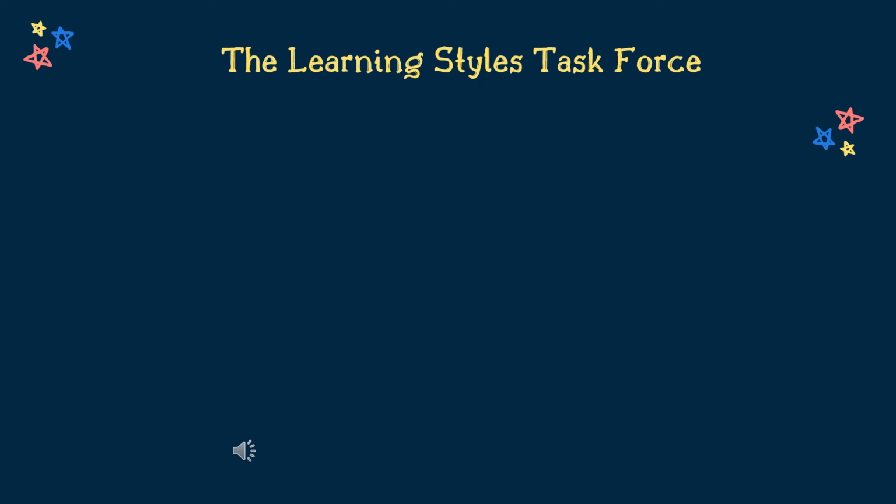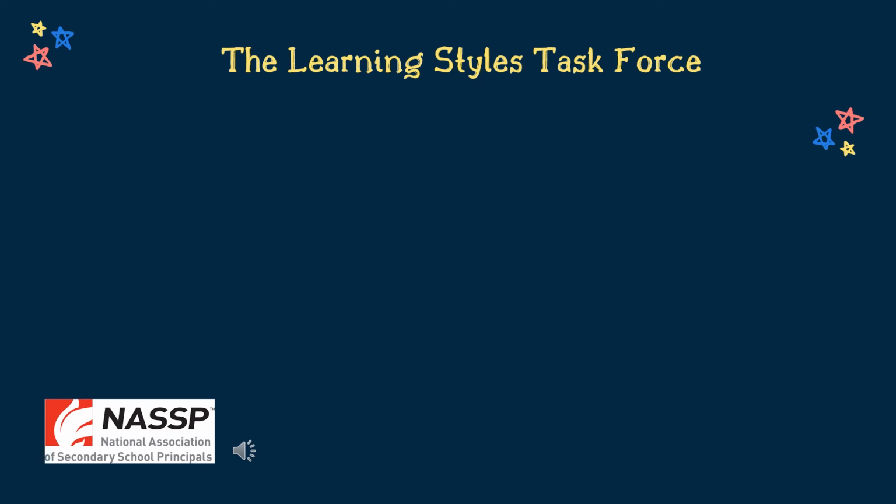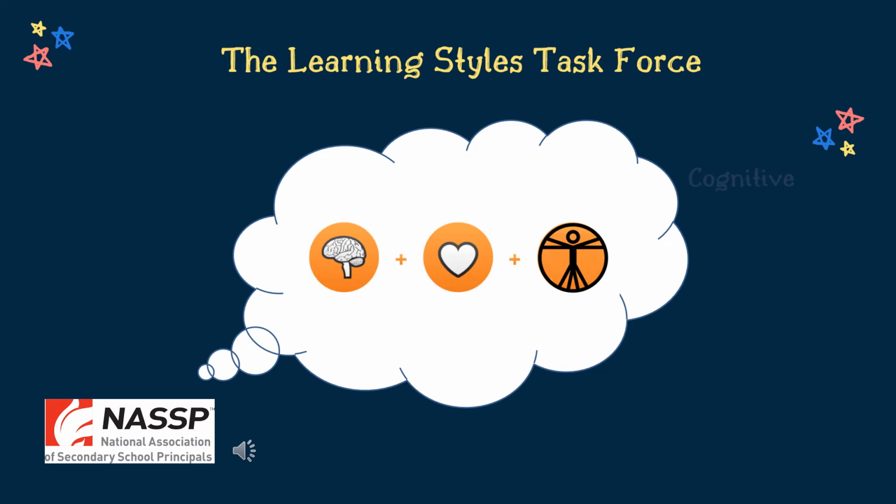Now let's talk about the Learning Styles Task Force. In the 1980s, American educationalists were still trying to find out as much as they could about learning styles to help classroom teachers to achieve the best possible results. The National Association of Secondary School Principals, or NASSP, formed a research task force and proposed additional factors that might affect someone's ability to learn. And this included the way study was organized, level of motivation, and even the time of day when learning took place. They divided learning styles into three categories, which are cognitive, affective, and physiological.